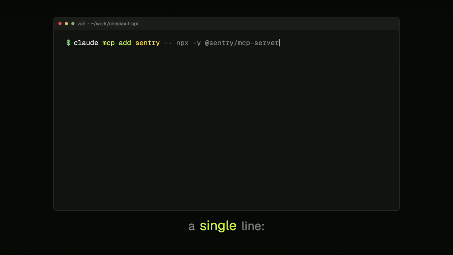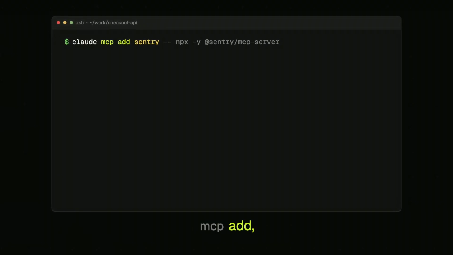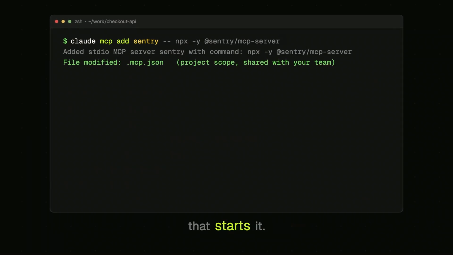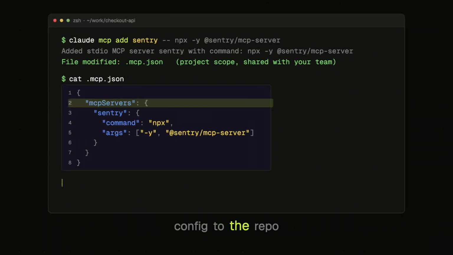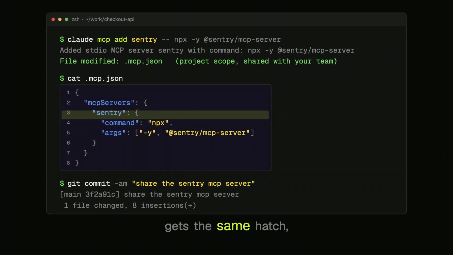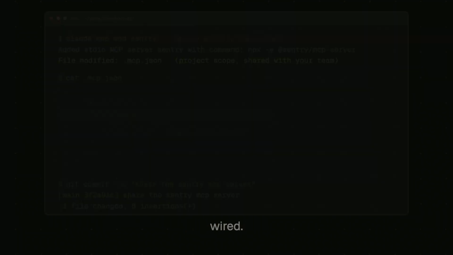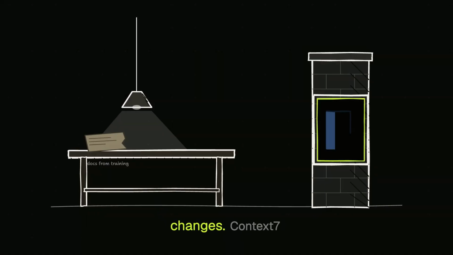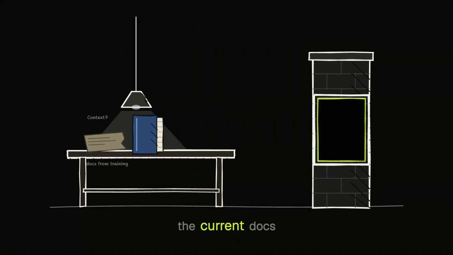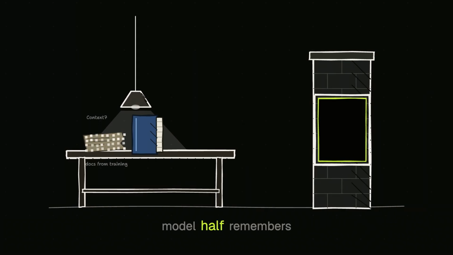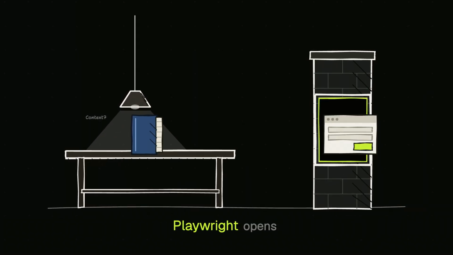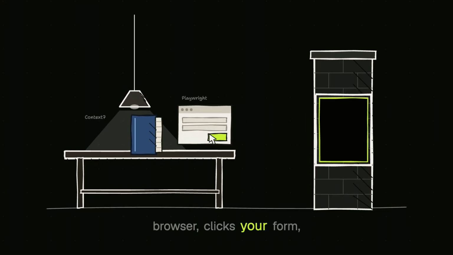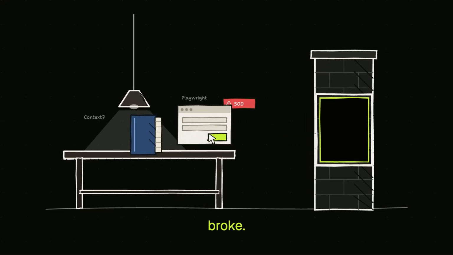Adding one takes a single line: claude mcp add, a name, and the command that starts it. Commit that config to the repo, and your whole team gets the same hatch already wired. Watch what changes. Context7 hands over the current docs instead of the ones the model half remembers from training. Playwright opens a real browser, clicks your form, and reports what broke.